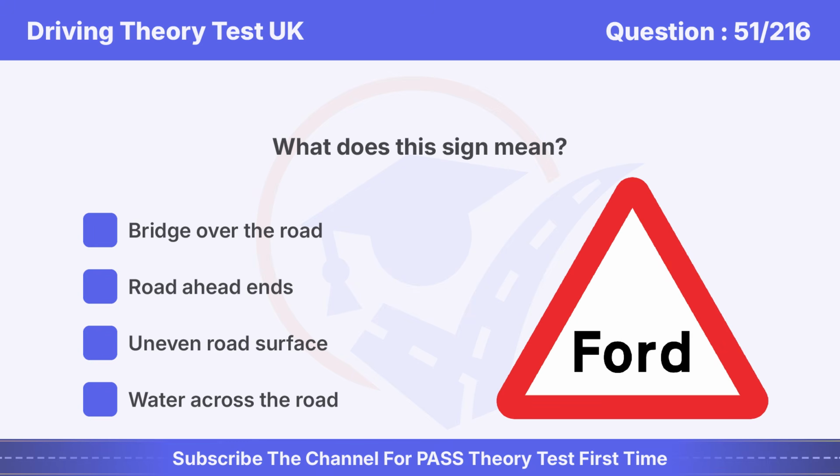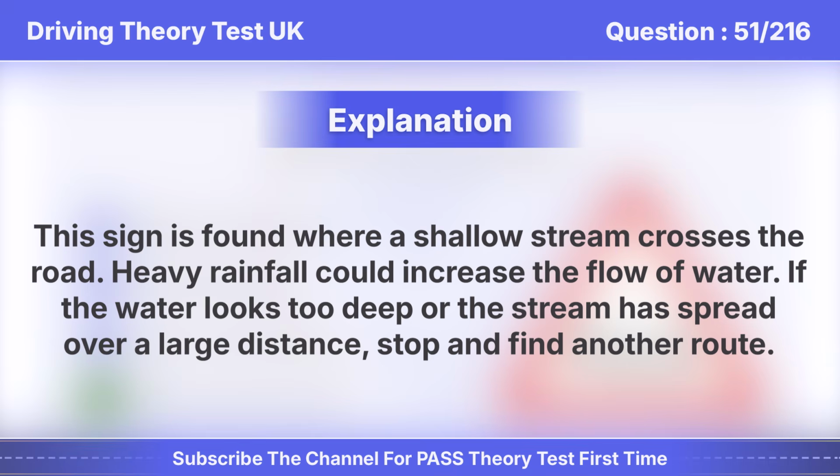Question 51. What does this sign mean? Answer is D. Water across the road. This sign is found where a shallow stream crosses the road. Heavy rainfall could increase the flow of water. If the water looks too deep or the stream has spread over large distance, stop and find another route.